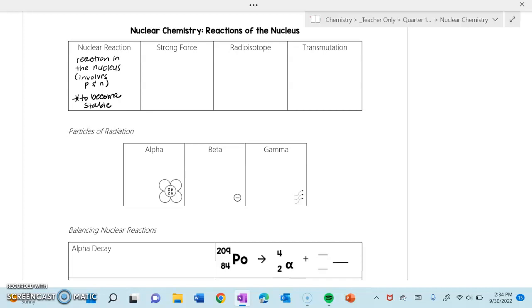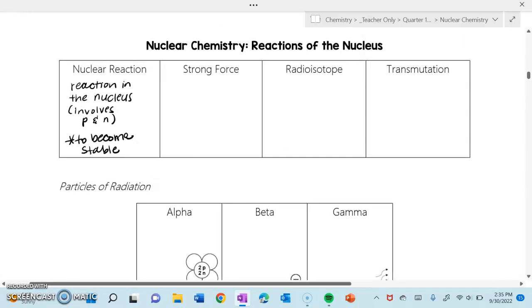And the way that a nucleus becomes stable is to be small enough. They're unstable when they're way too big, too many protons or too many neutrons. And so what will happen is these nuclei will go through reactions to get rid of some protons or neutrons to become stable.